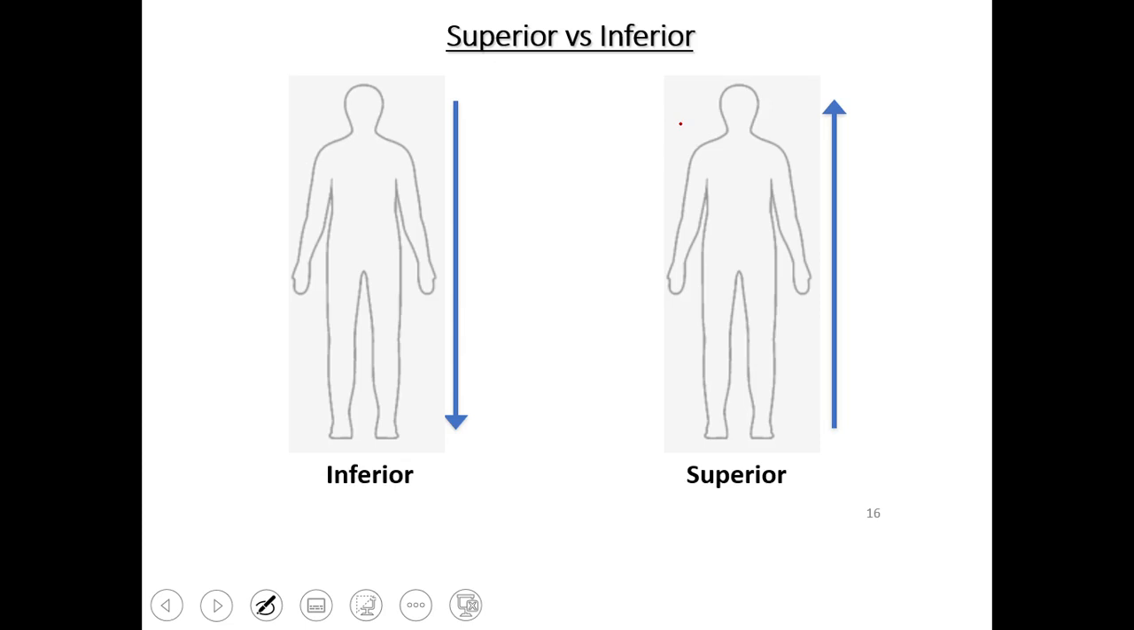Superior means up, inferior means down. So the head is superior to the neck. Or you can reverse that and say the neck is inferior to the head. How about the eye and eyebrow? The eyebrow is superior to the eye, or you can reverse and say the eye is inferior to the eyebrow.